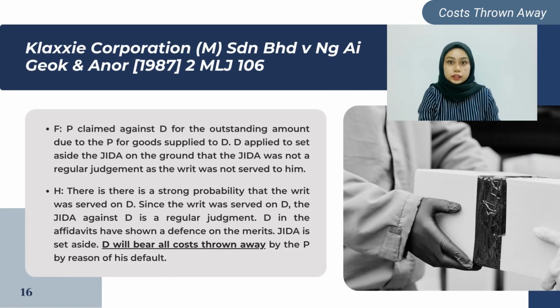Moving on, in the case of Galaxy Corporation Sdn Bhd against Ng Ai Gyo and another, the plaintiff claimed against the defendant for the outstanding amount due to the plaintiff for goods supplied to the defendant. The defendant applied to set aside the judgment in default of appearance on the ground that it was not a regular judgment, as the writ was not served on him. The court held that there is a strong probability that the writ was actually served on the defendant. Therefore, it is a regular judgment. The defendant in the affidavit has shown a defence on the merit. In the circumstances, judgment in default of appearance is set aside. With that, the defendant will bear all costs thrown away by the plaintiff by reason of his default.